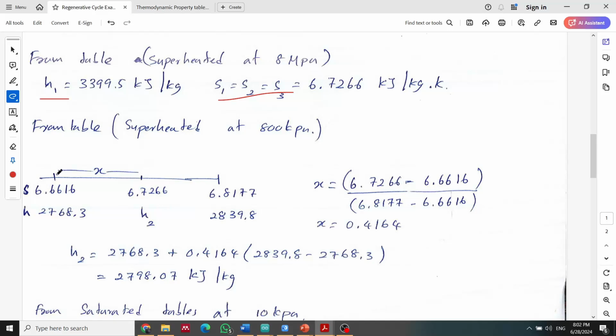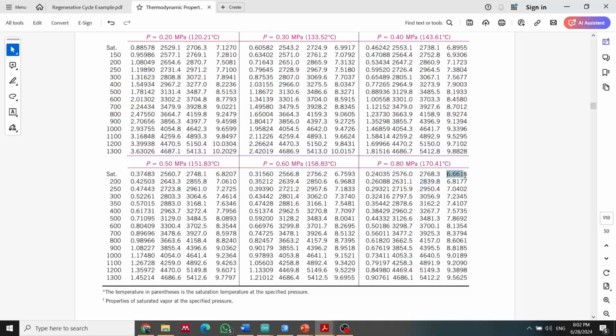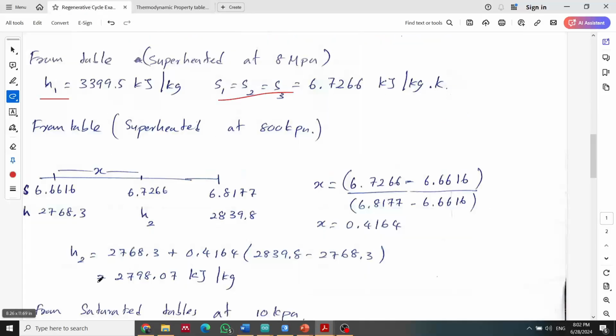Okay, so 6.6616 there is the upper value and this is the lower value, as well as these two enthalpy values. Then we can find the fraction X for this one. So fraction X we can write like this: 6.7266 minus 6.6616, divided by the whole distance. Then it becomes 0.4164.